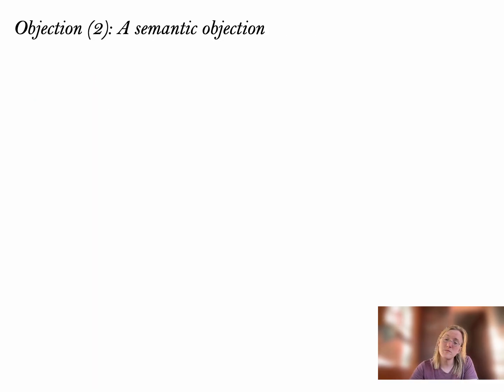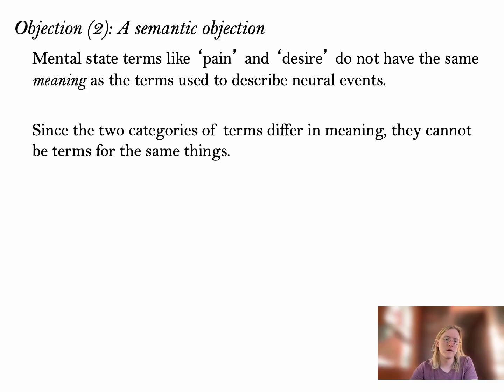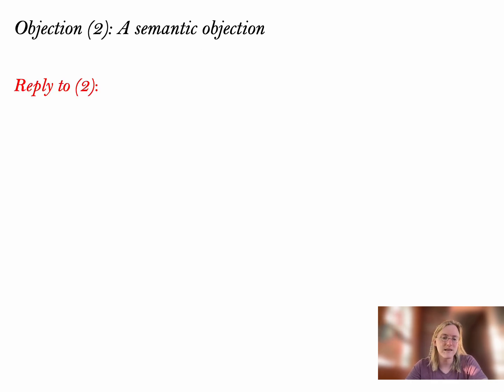And there's another objection as well, which is that mental state terms like pain and desire don't have the same meaning as the terms used to describe neural events. So when I say I'm in pain, I mean like ouch. But when you say there's C fiber activation, I don't mean ouch, I mean some kind of brain neuronal activity. And since the two categories of terms differ in their meaning, they can't be terms for the same thing. So given these semantic differences, mental states can't be identical to brain states, says the objection.